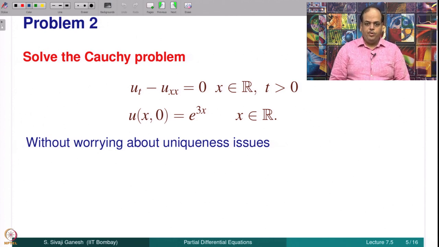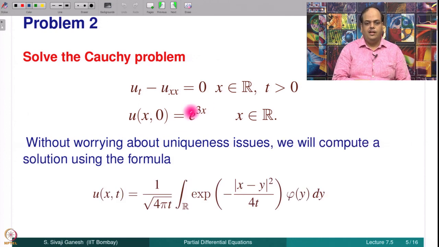So, without worrying about uniqueness issues, because we know that the Cauchy problem solution is not unique, it is unique only when you are looking at special classes. Let us not worry about that and simply compute this integral and see what we get. So, we will compute a solution, maybe that is the only solution in some class, or maybe there are more solutions, we do not know yet.